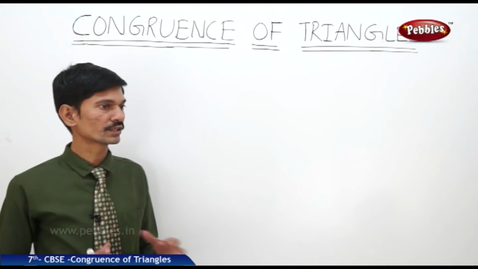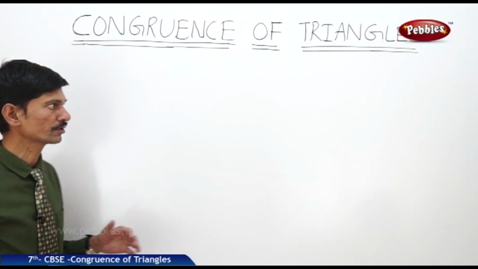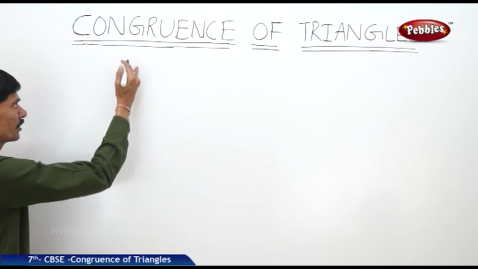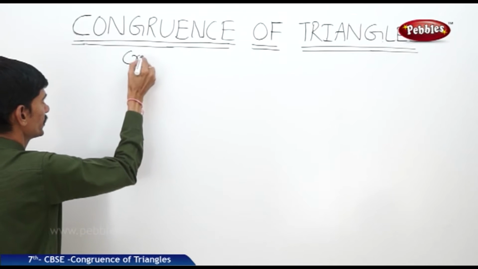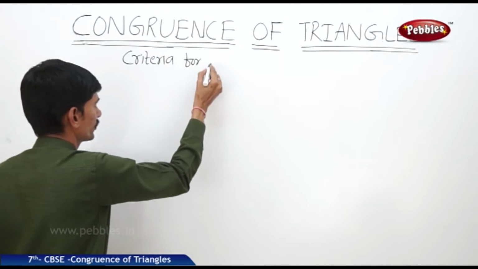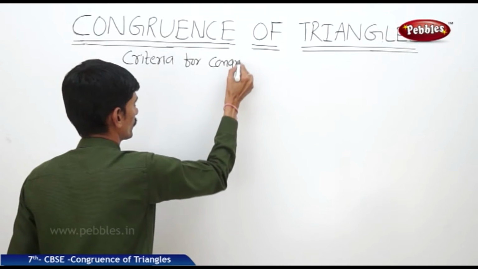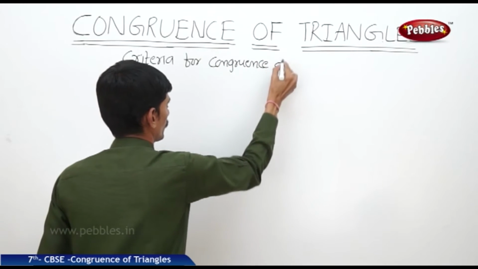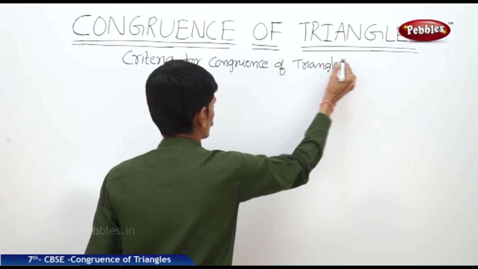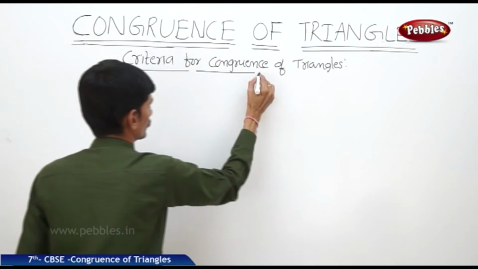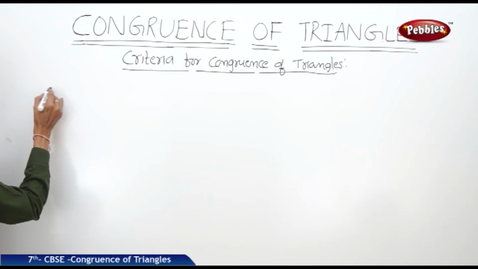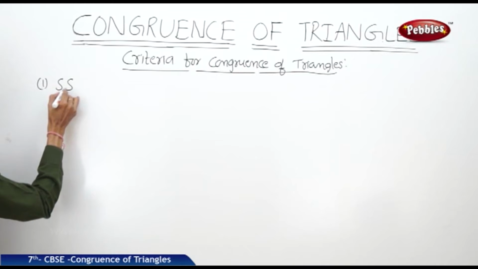Now let us discuss the next topic, that is criteria for congruence of triangles. Now let us discuss each congruence criterion of triangles. Now first let us start with the SSS congruence criterion, side.